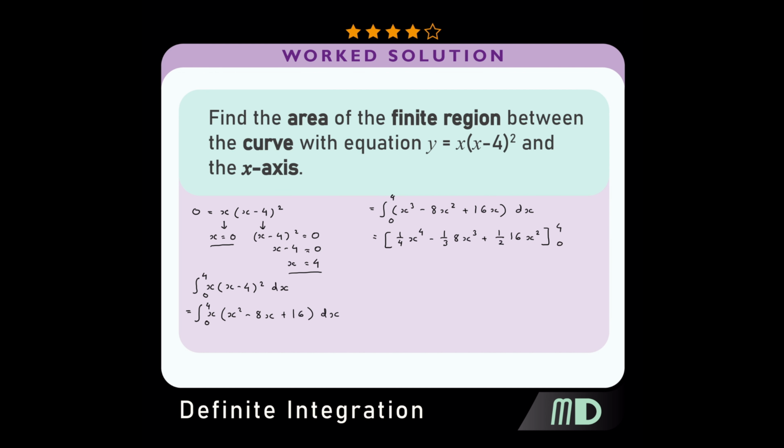Substituting 4, then 0, and subtracting gives us 1/4 of 4 to the power of 4 minus 1/3 of 8 multiplied by 4 cubed plus 8 multiplied by 4 squared minus 0. Because substituting 0 for x in each term is 0.